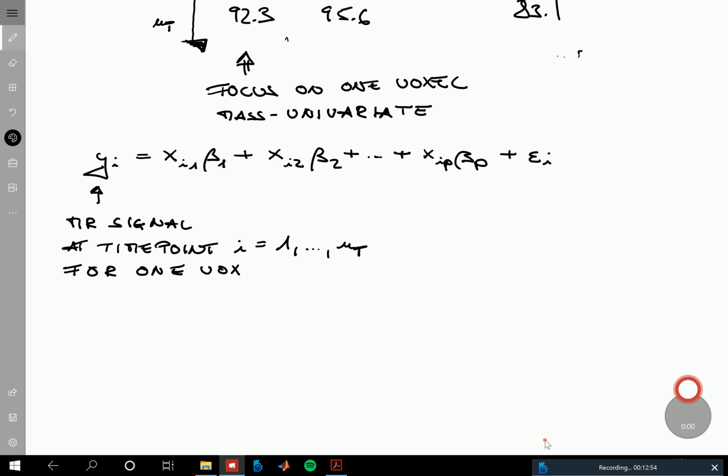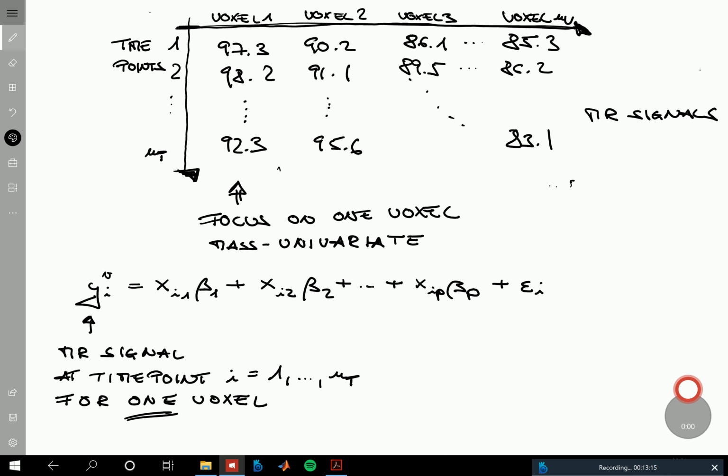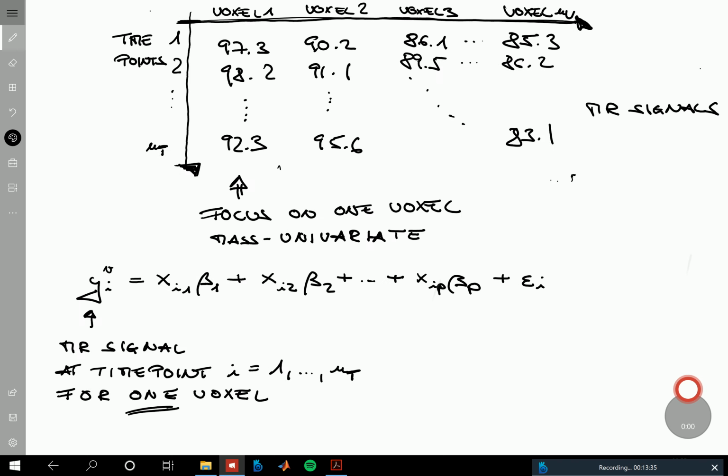And because it's for one voxel, and we basically separate the data over voxels, I don't index the voxel here. So in principle, you could also have a little v here that says this is the MR signal of voxel v at time point i. So for example, this would be y11, and this would be y23, but because this is always the same for all voxels, we just index time and not the voxel.